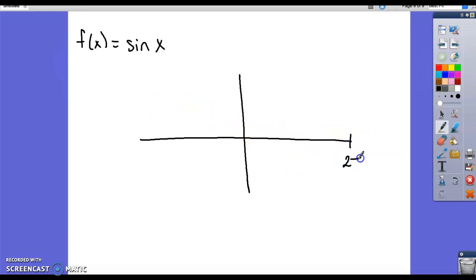First of all, our period is 2 pi. We learned that yesterday. Our amplitude is 1. Also learned that yesterday. So the period is 2 pi. That means one full cycle of this graph is 2 pi units long. So if I start at 0, one full cycle of this graph will end at 2 pi because that's the period.